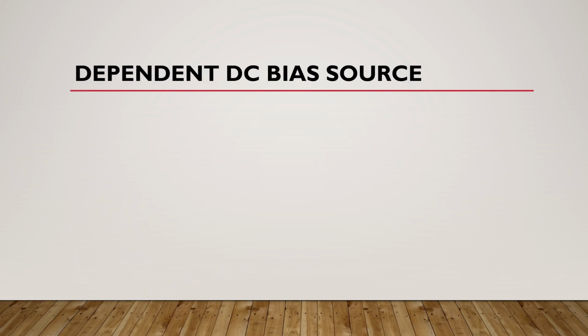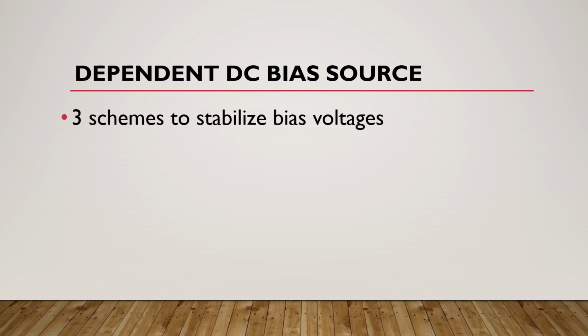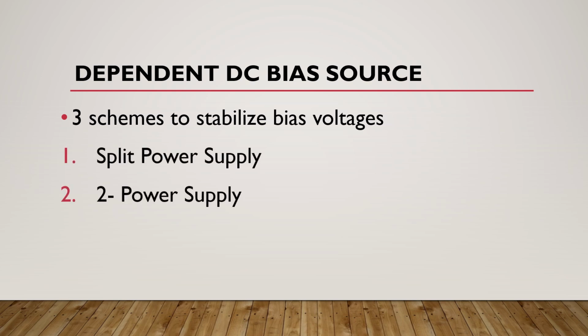Now we will understand biasing of transistors. There are three schemes to stabilize bias voltages of transistors. First is split power supply, second is two power supply, and third is feedback resistance RB.